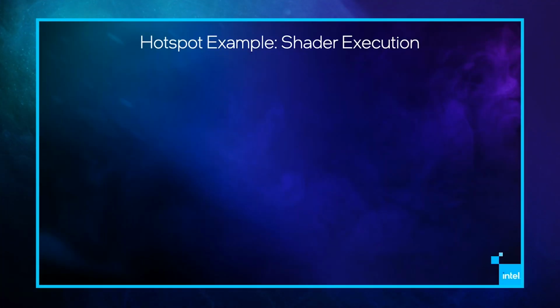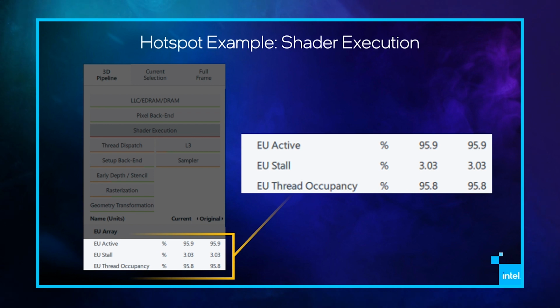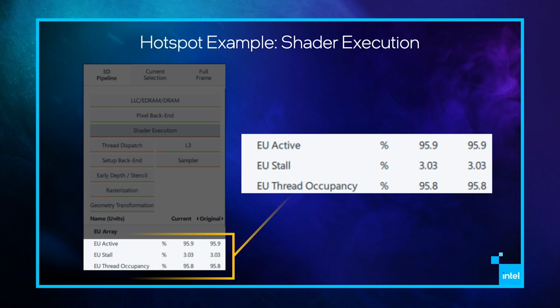Now let's look at another example, a different type of performance problem. Here we have a shader execution bottleneck, which is characterized by very high occupancy and very low stall time, which is great. But this means that in order to reduce execution time, we need to optimize the shader code itself. And this is where we can use Shader Profiler again.